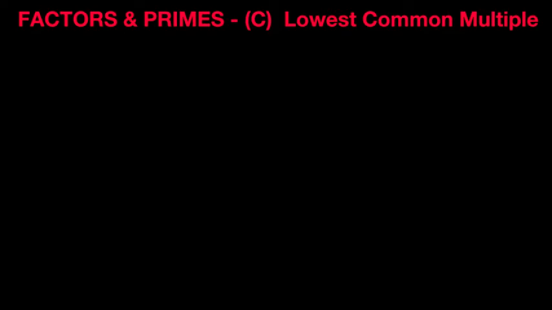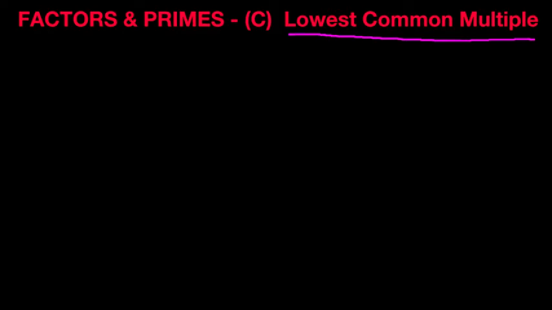In this tutorial, we are going to go through the lowest common multiple. So what is the lowest common multiple? The lowest common multiple is simply the smallest number that both numbers go into.